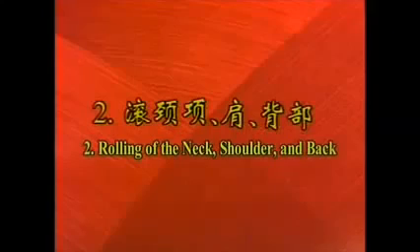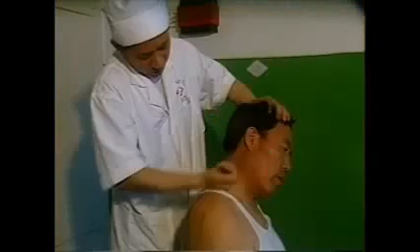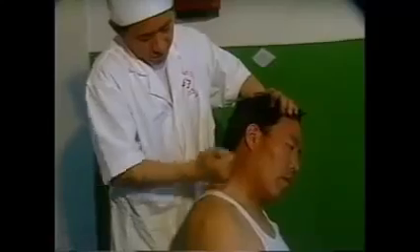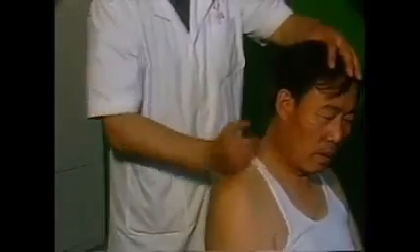2. Rolling of the neck, shoulder and back. Have the patient sit straight and stand behind the patient to the side. Hold the vertex with one hand and relax the opposite shoulder. Slightly bend the elbow to about 140 degrees, keeping the elbow 1 fist width away from your body, and contact the target area with your hypothenar eminence.